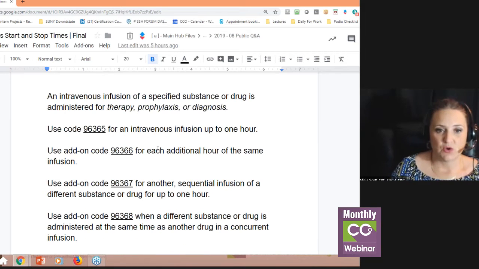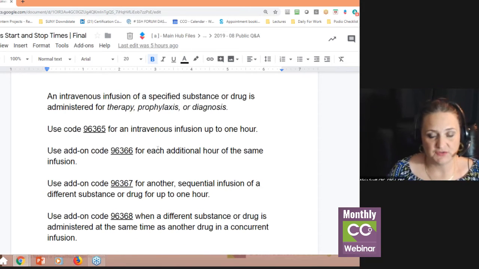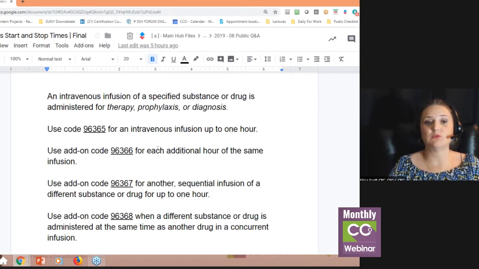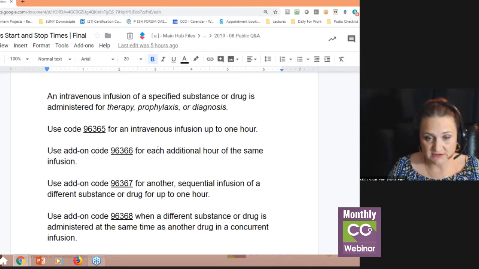So let's break down some of these codes. If you're going to do that IV infusion and you tell them what the substance is that you're putting in, or a drug, is it going to be for therapy, prophylaxis, or diagnosis? You got to establish that first. It could be either one of those three. Now, they stated that we're doing it for hydration, okay, in the one question.